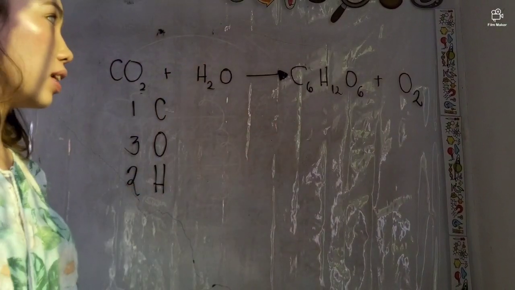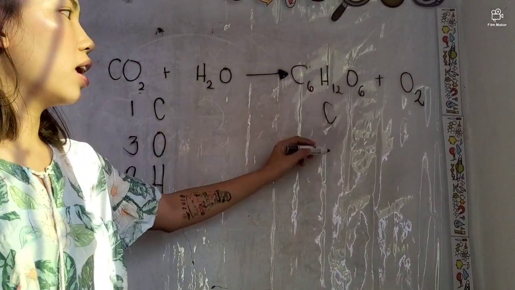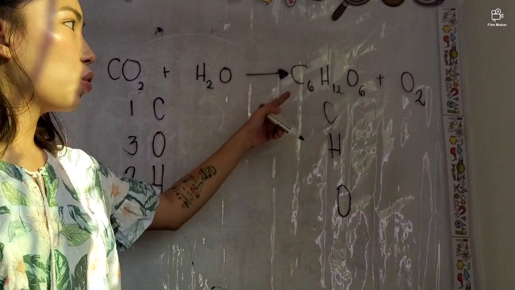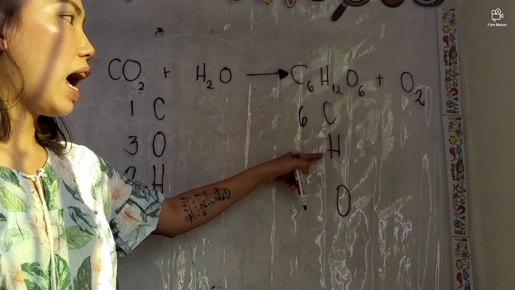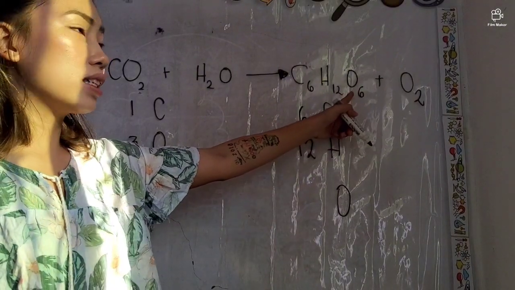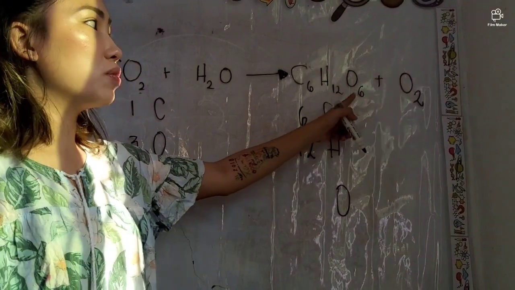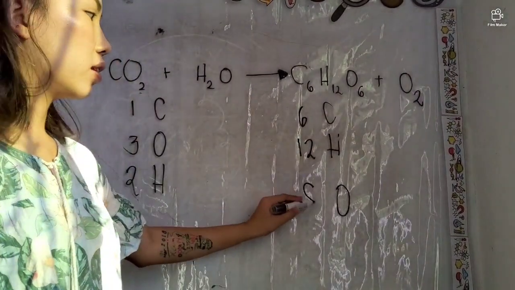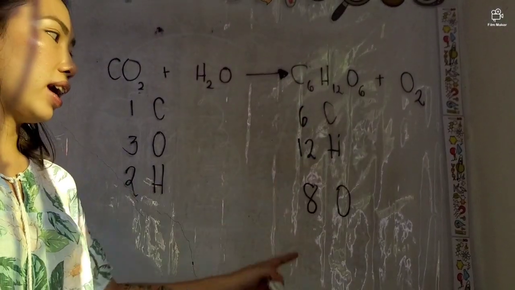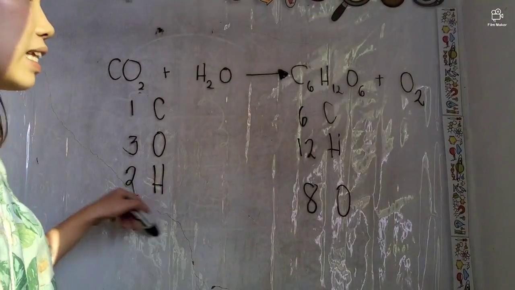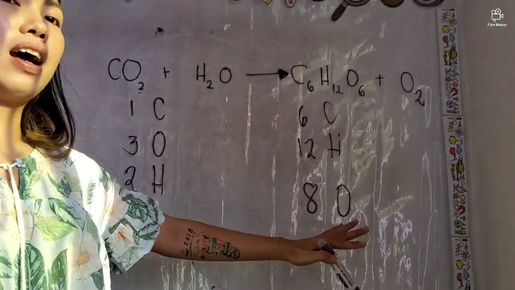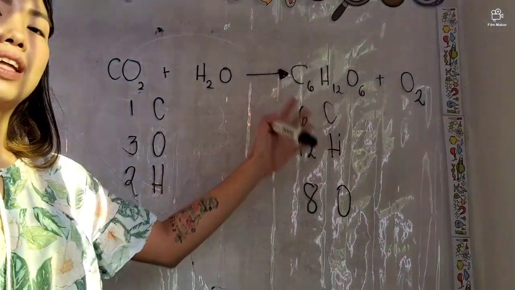So, dun sa kanan naman natin, we have carbon, hydrogen, and oxygen. So, yung carbon natin dito is 6. Hydrogen natin is 12. And then, oxygen natin is 6. And then, meron tayong oxygen na dalawa. So, we have 6 plus 2 is equals to 8. So, we have 6 carbon, 12 hydrogen, and 8 oxygen. Obviously, hindi sila balanse. Masyadong mababa yung number natin sa kaliwa with the number natin sa kanan. So, kailangan mag-i-equal sila sa parehas na number.